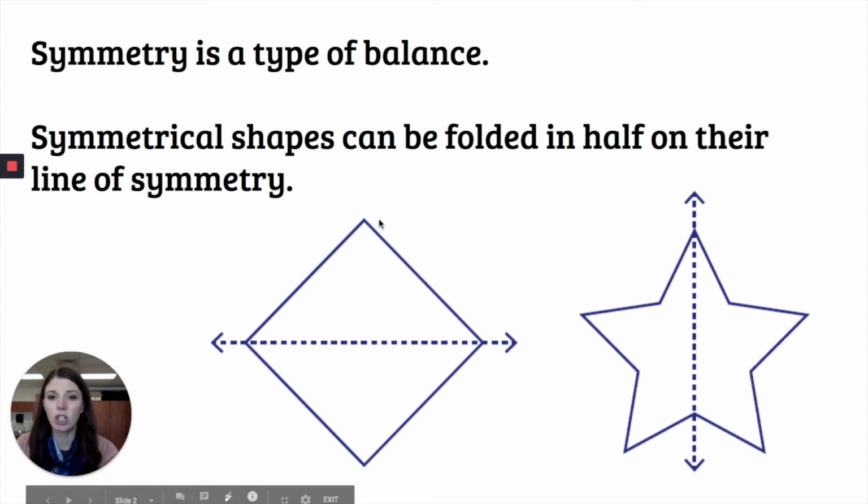This diamond here actually has two lines of symmetry. One is this way, but also one is this way. So sometimes you're folding it in half horizontally and sometimes vertically. Sometimes it's diagonal as well.